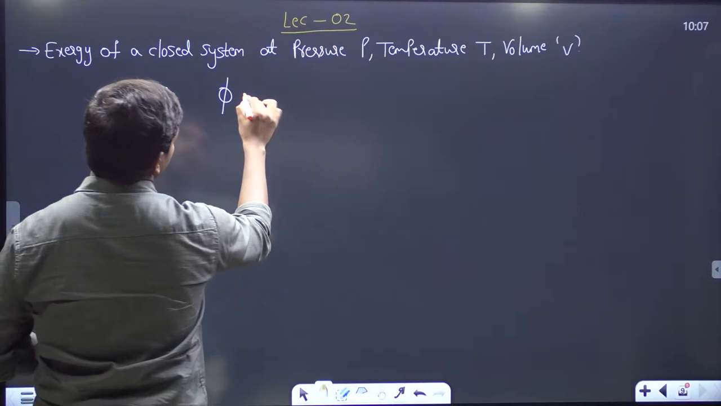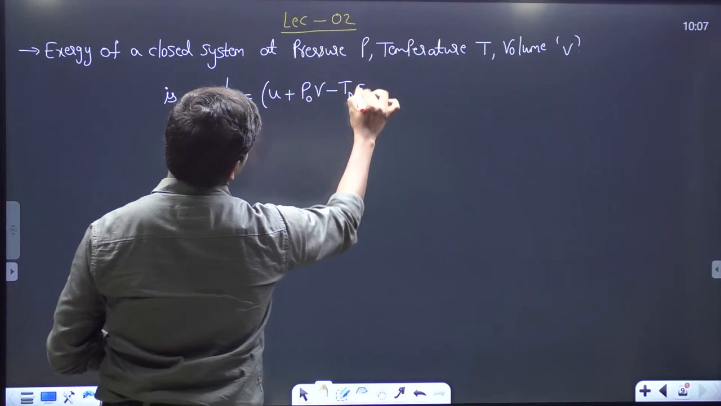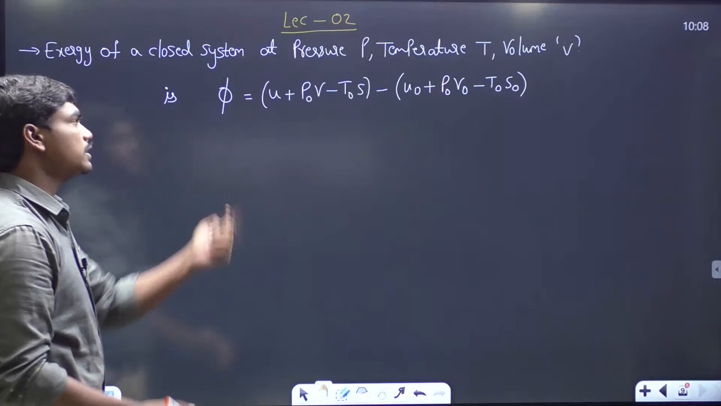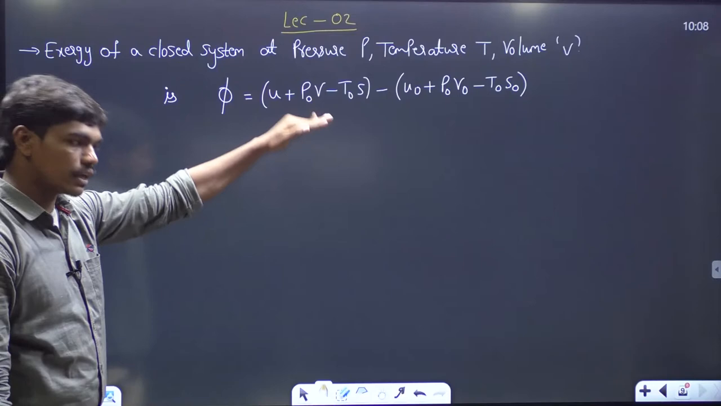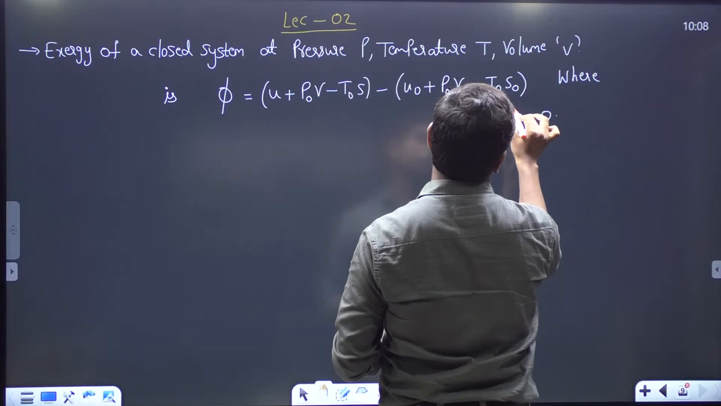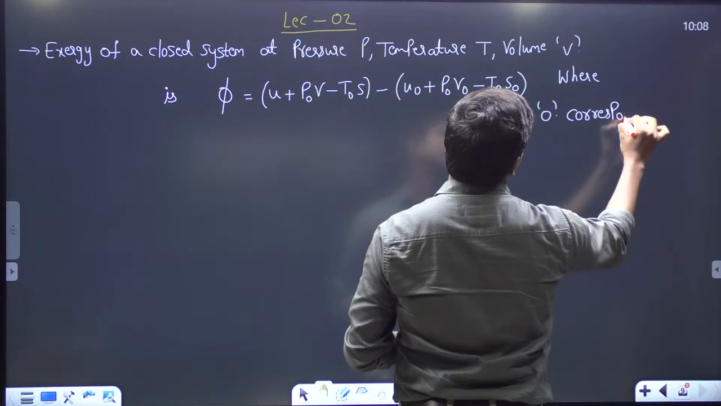So phi is equal to U plus P0 V minus T0 S minus U0 plus P0 V0 minus T0 S0, when the system is completely expelled to the dead state. Correct? This is the formula where we stopped yesterday. So are you all okay till this point? If you are okay, then we will move ahead for the next conditions, where of course this naught corresponds to dead state properties.